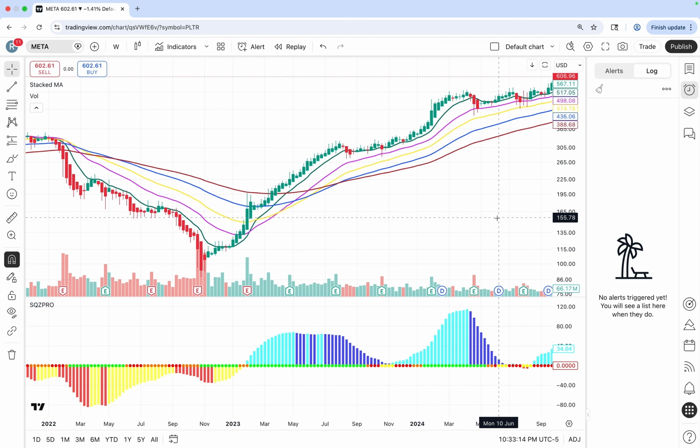You can find the Squeeze Pro on TradingView. It's also available on Thinkorswim and probably some other platforms as well, but I know you can find it on those two, and it's a really helpful tool that can help you with the momentum of a stock as well as the direction of a stock, and it is something that I would definitely recommend you check out if you're trying to find an indicator that will help you with your trading. I could not recommend the Squeeze Pro enough.